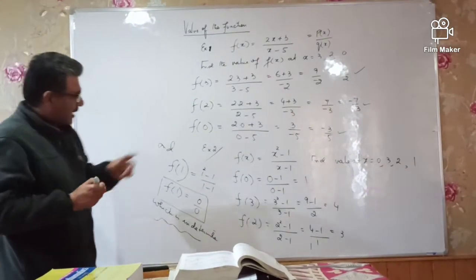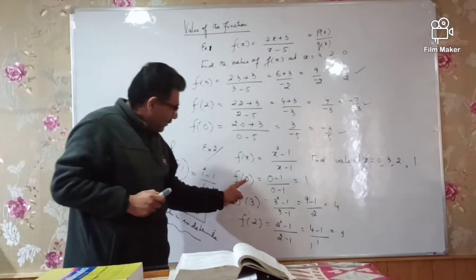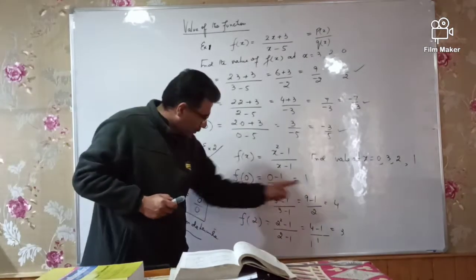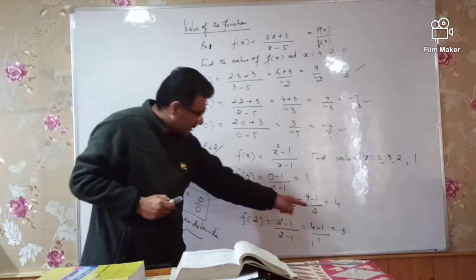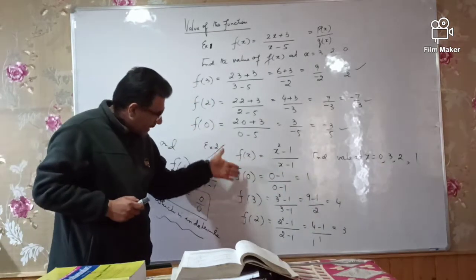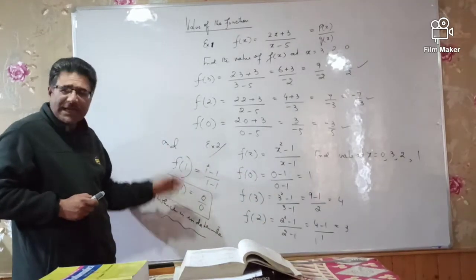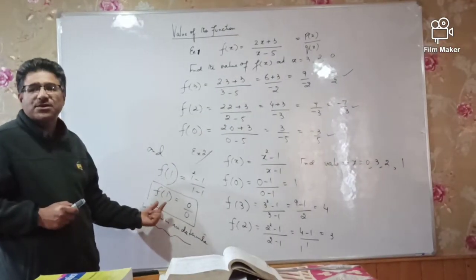Now have a look. What is the value of the function at 0? It is 1. What is the value of the function at 3? It is 4. What is the value of the function at 2? It is 3. So values exist at the points 0, 3 and 2. But the value of the same function does not exist at x equal to 1.